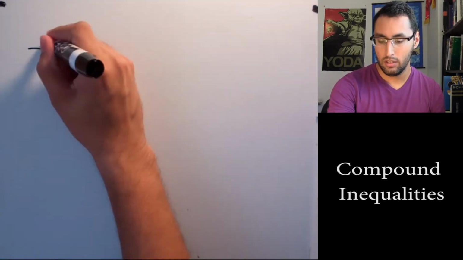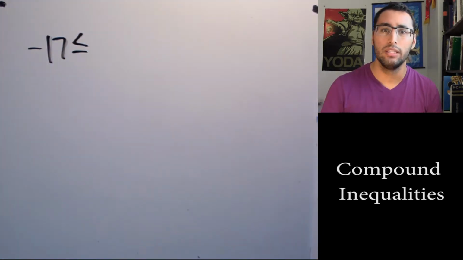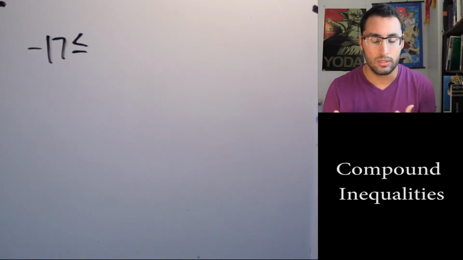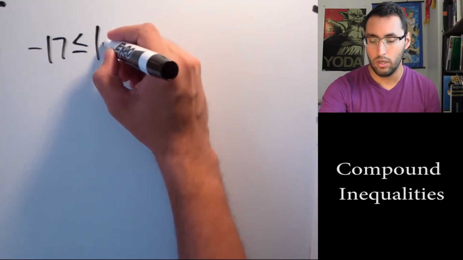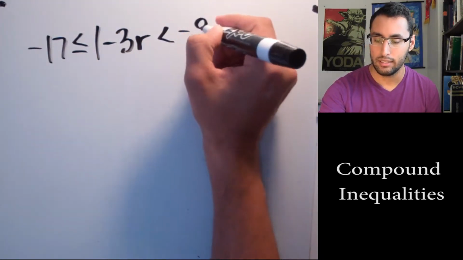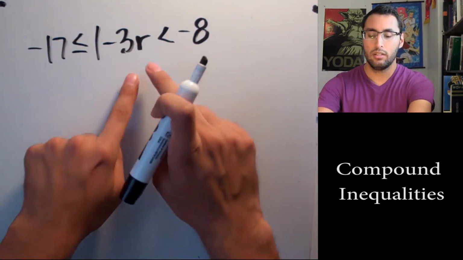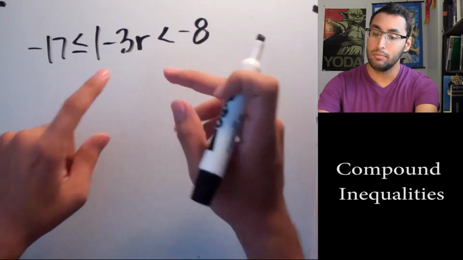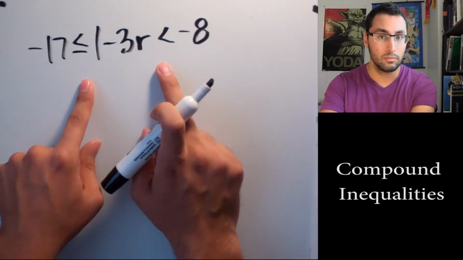Alright, so I'm going to start off with an and inequality, and solving it is really just solving a regular inequality. It just incorporates multiple steps. So we're going to have -17 less than or equal to 1 minus 3r, which is less than -8. Now the purpose of what we need to do is get our variable by itself, in the middle of the two inequality symbols.